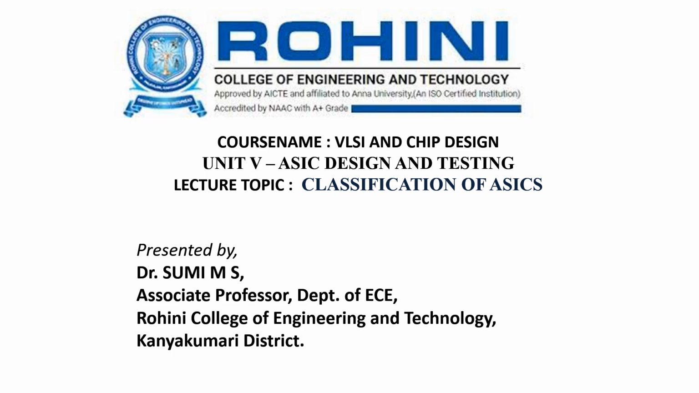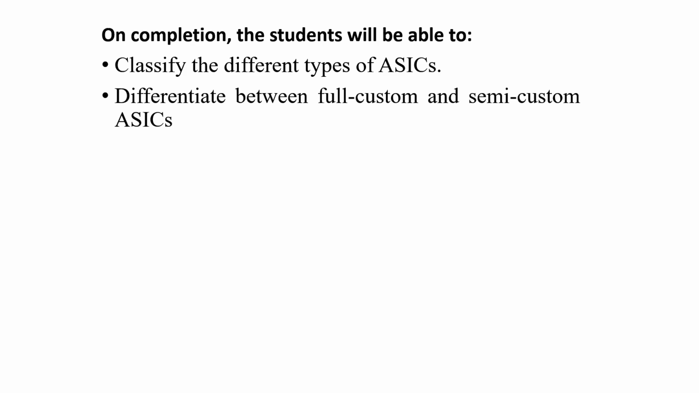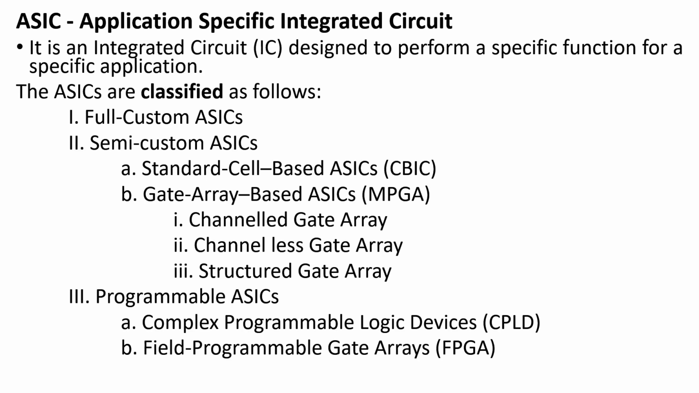Sumiyamas. The topic of my today's presentation is classification of ASICs from Unit 5 ASIC Design and Testing. On completion, the students will be able to classify the different types of ASICs and also differentiate between full custom and semi-custom ASICs. ASIC, Application Specific Integrated Circuit. It is an integrated circuit that is being designed to perform a specific function for a particular specific application.